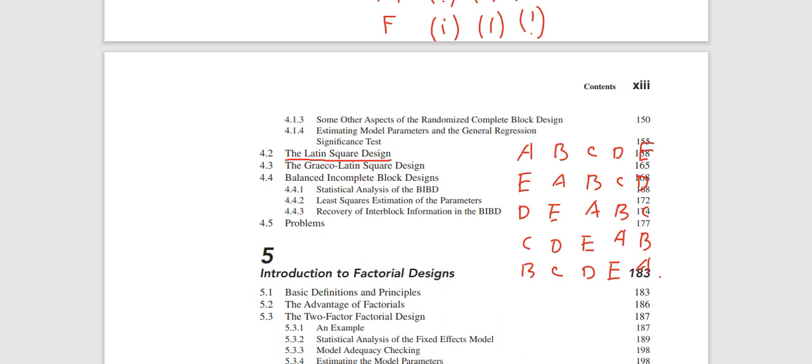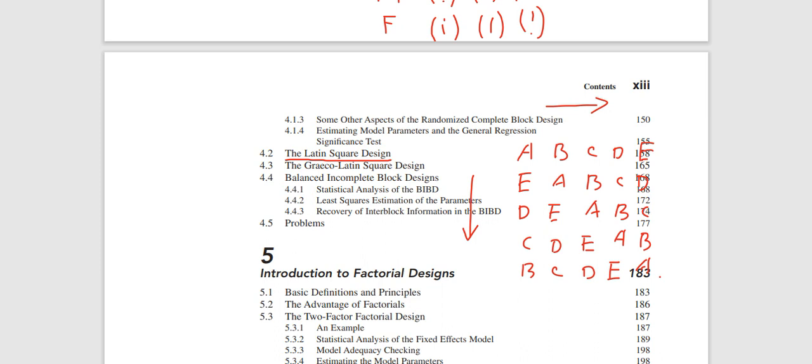So what is the property of a Latin square? Here we have two directions, this way or this way. We have two factors, and these two factors are well balanced. In each row we have A, B, C, D, E, and in each column we also have A, B, C, D, E.